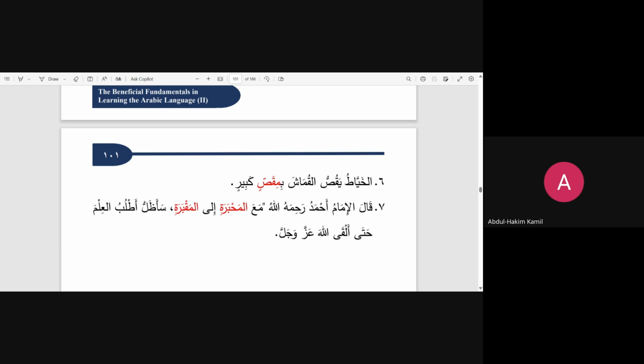Imam Ahmad, may Allah have mercy on him, he said: "With the inkwell until the grave. I will keep seeking knowledge until I meet Allah, the Almighty." What does it mean? These are Arabic phrases. Yesterday we took that before. "For every occasion, a saying." This is another one.